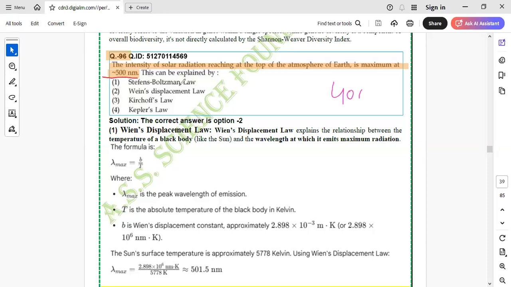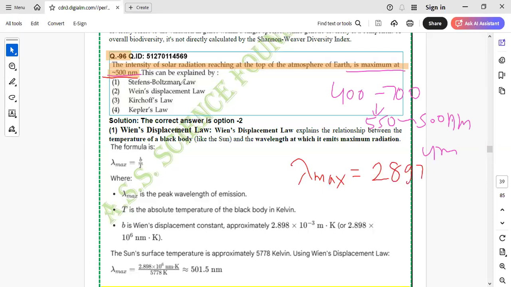400 to 700 के बीच में एवरेज कितना आएगा, मैक्सिमम 550, which is around 500 nanometer, which is the green light. So they have said maximum lambda. So this has given a hint that lambda max is equal to 2897 divided by temperature in Kelvin. This expression everyone knows. This belongs to Wien's displacement law. Nobody can deny that.